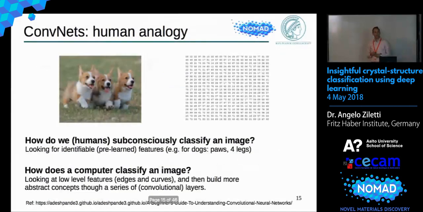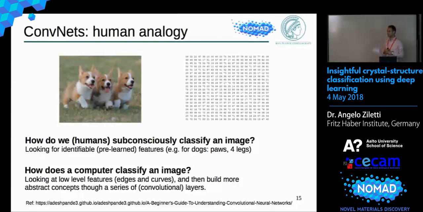And so now let's just give an intuition about ConvNets. Maybe you already know ConvNets, so sorry if I give you this introduction, but I think it's nice to have an intuition about how they work. So here you see a picture of 3 dogs, right? And here you see what the computer sees, so just numbers. Now, just think about how we humans subconsciously classify an image. Have you ever thought about that?